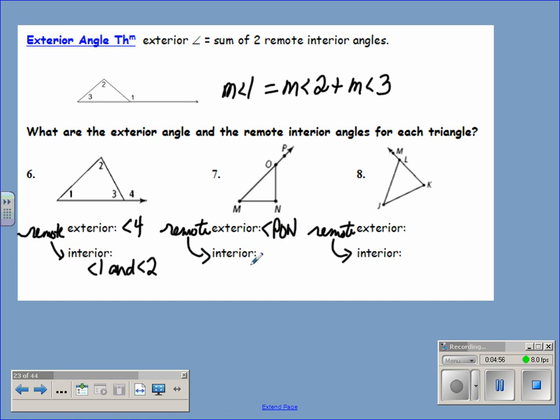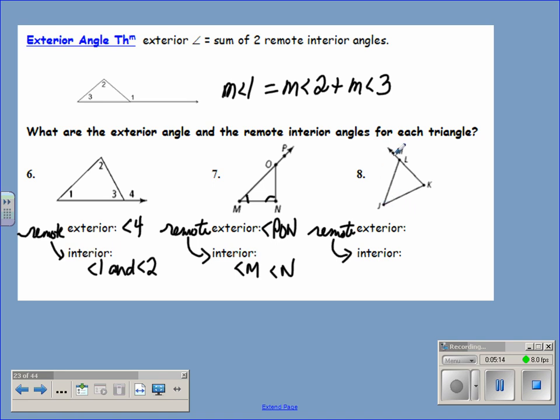What angles are furthest away from it? Well, this angle and this angle. So that would be angle M. I can call it that because there's only one angle at M. And the other one would be angle N. Again, there's only one angle there, so I can call it angle N.